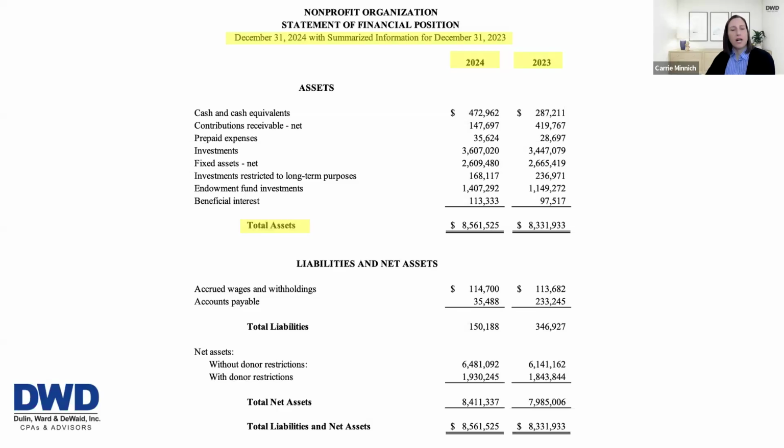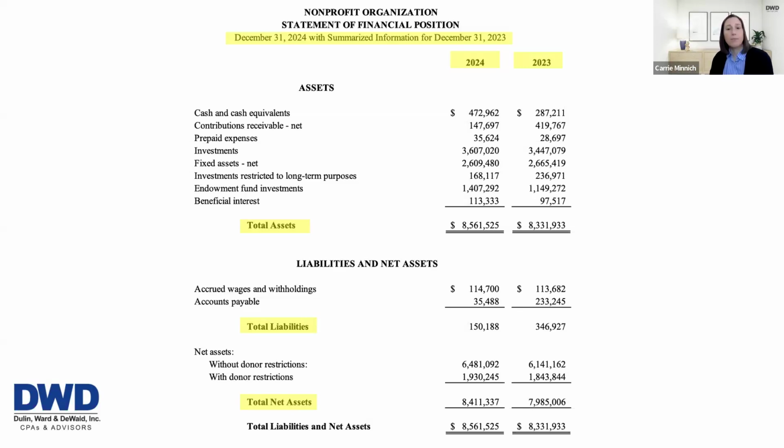So on the statement, the top part is the total assets. These are the items that you own or that people owe to you. We have liabilities, which is what you owe to other people. And we have net assets, which is basically your retained earnings or your net income since the beginning of time.